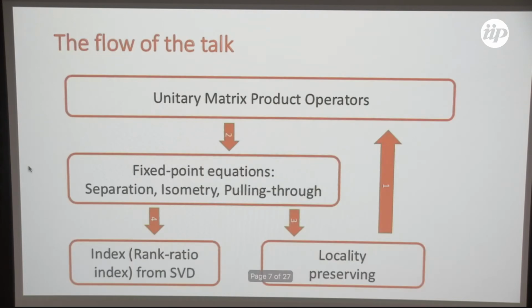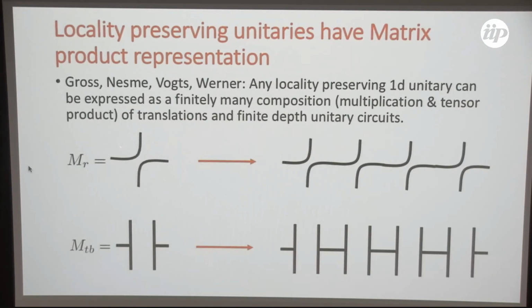Okay, so first let's show this. Yeah, it's going to be very easy thanks to these guys. They show that any locality preserving 1D unitary can be expressed as a finite composition. By composition here we mean multiplication. So you can multiply operators, or you can take tensor products of translations and finite depth unitary circuits.